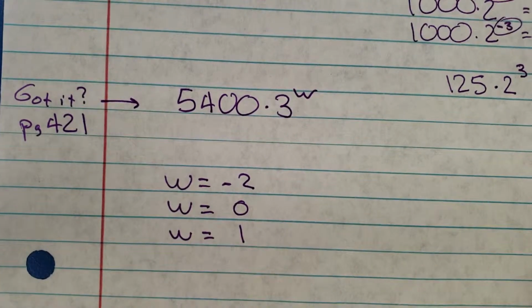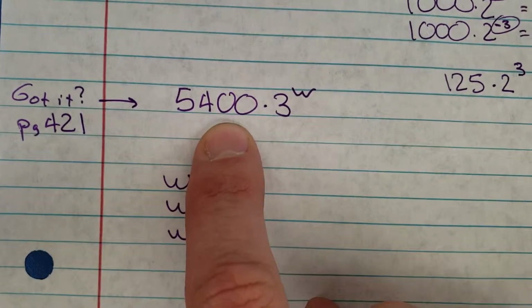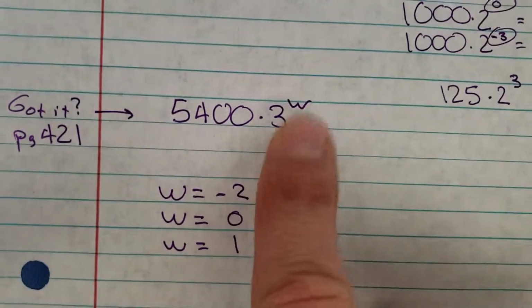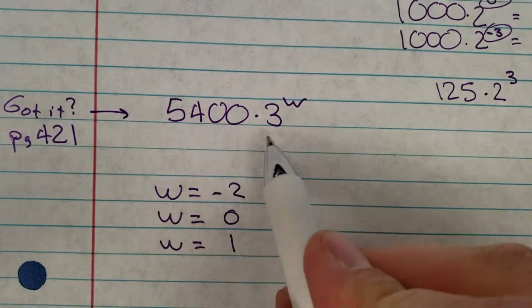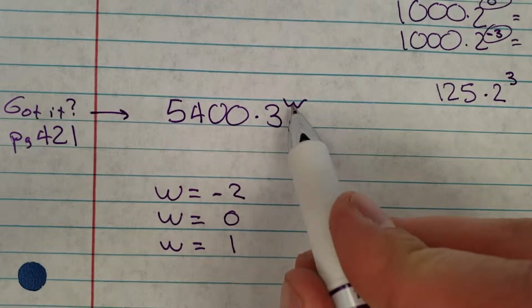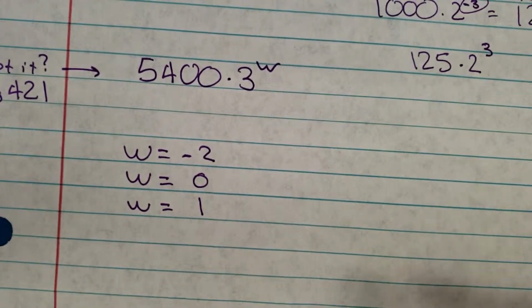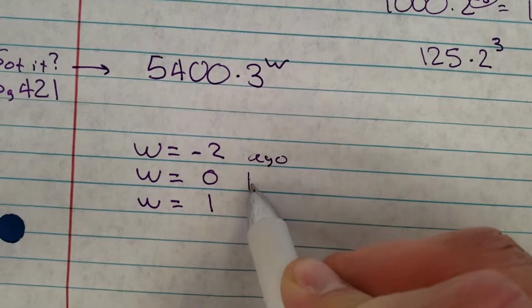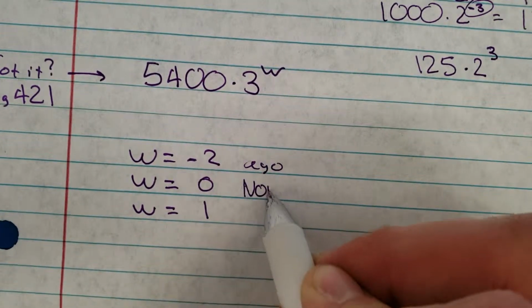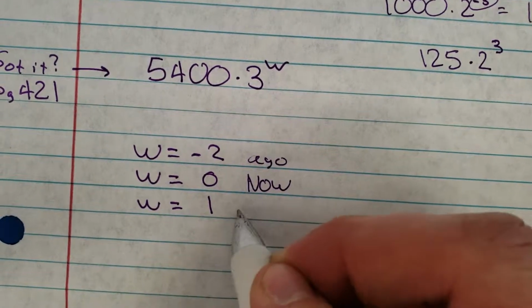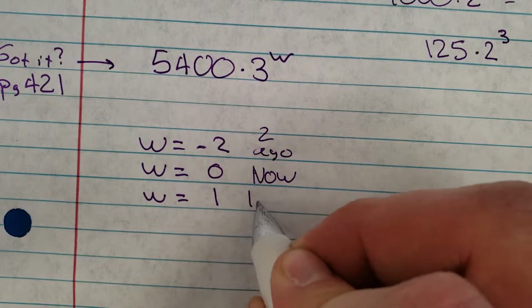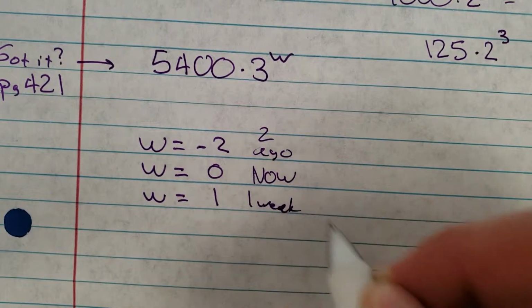The guided question, I don't even know what the number is. It's 5,400 bugs, I think. That's a lot of bugs. They're tripling every week. So starting number, how it's growing per week. And then again, they want you to do the whole thing. So again, this would be 2 weeks ago. This would be right now. And then this would be in 1 week. So 2 weeks ago, and then 1 week ahead. Actual prediction of the future.